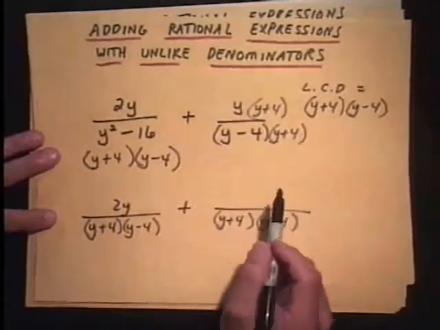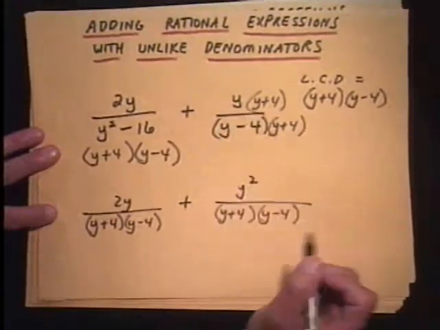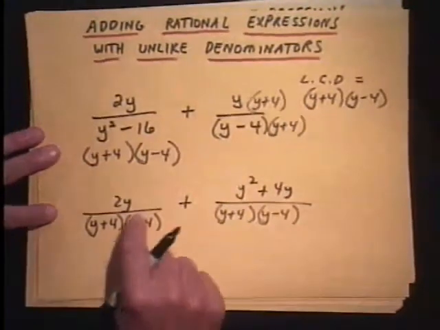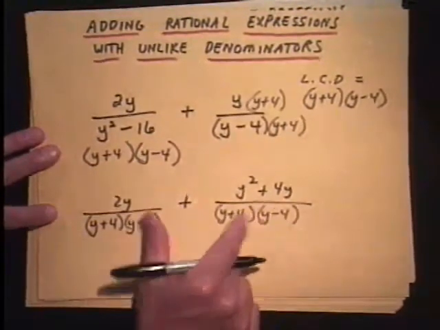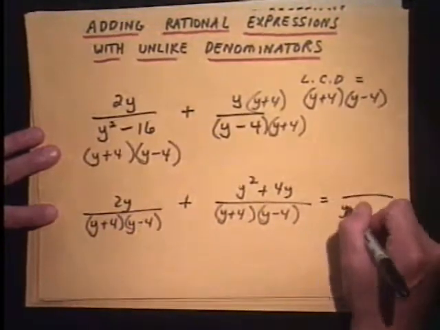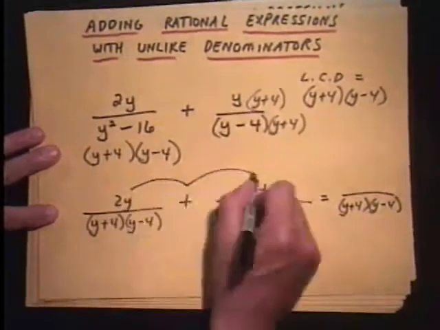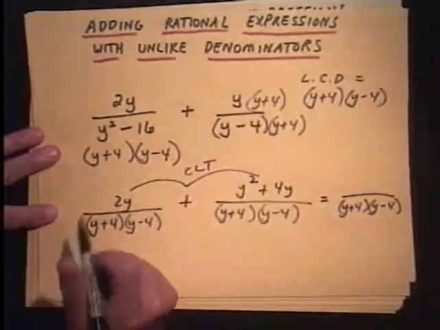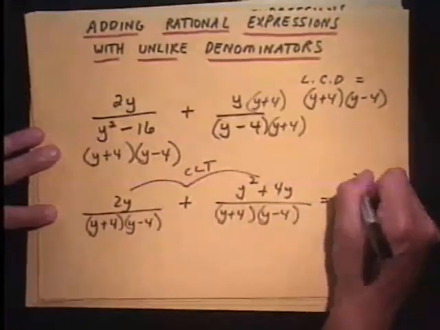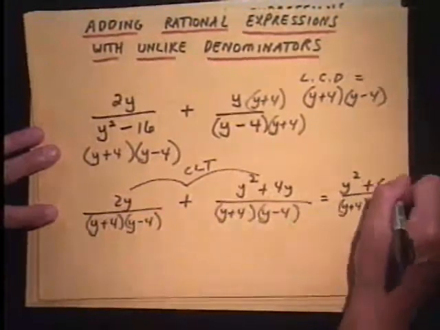So lots of good things happening with these adding rational expressions here. So y times y in this fraction here is y squared. Y times 4 is plus 4y. Now we can go ahead and put these two fractions together into one because we have that nice common denominator here, step 3. So we'll write that common denominator, and we'll put the CLT, collect like terms, over here. And when we add these, we get y squared, the only y squared term. 2y and 4y gives us plus 6y.